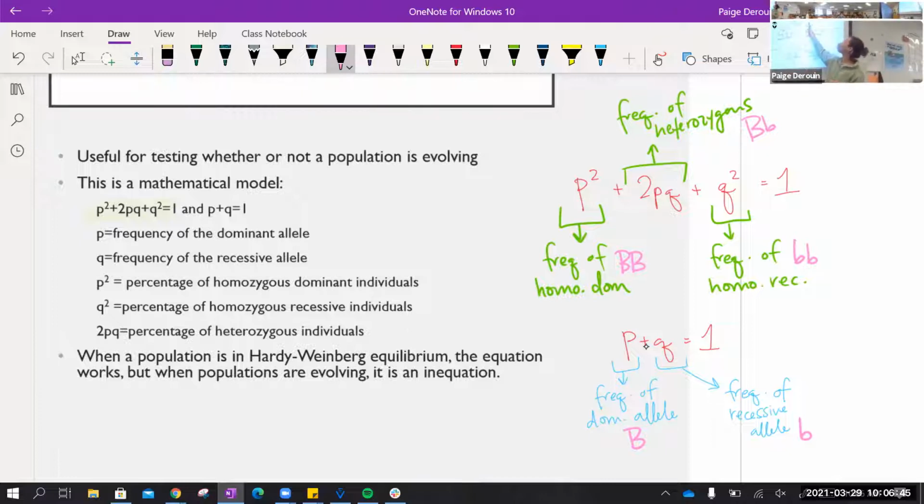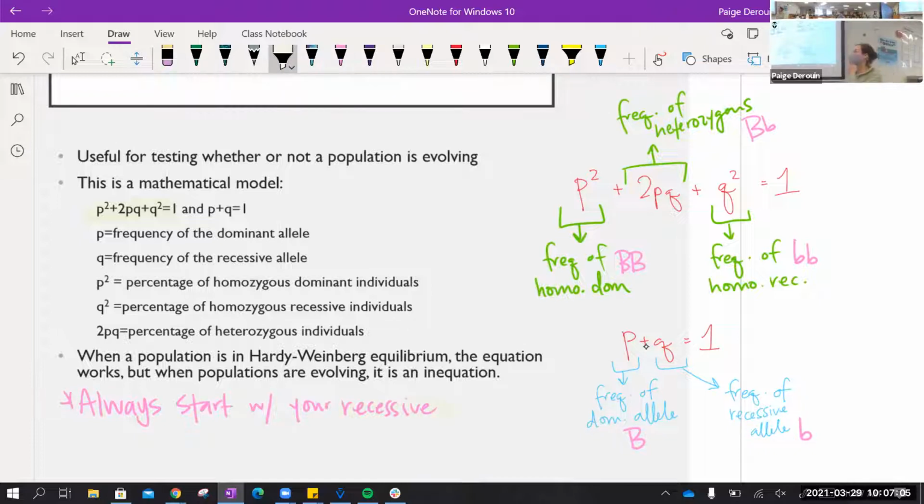When you do these problems, we're always going to start with our recessive ones. I'm going to make a note of that down here. It says always start with your recessive. The reason why is because if the problem tells you 46% of the population has brown eyes, do you know whether they're homozygous dominant or heterozygous? No. But if you know that 54% of the population has blue eyes, they're all this. So you can start from here and work your way back in this direction to figure out how many of those brown-eyed people are actually heterozygous and how many are actually homozygous.